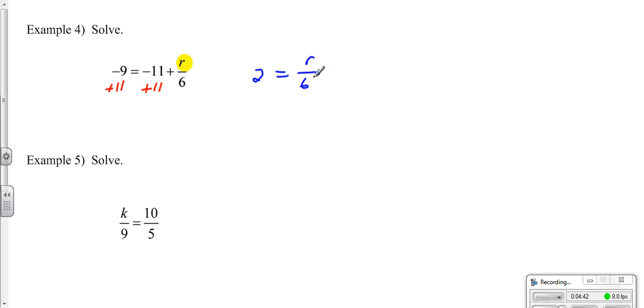All right, so how do we solve this? Well, we would undo the division by multiplying by 6. We have to do both sides. And again, as before, when we undo, we're canceling out what we're trying to move. So now we would have r equals 12.